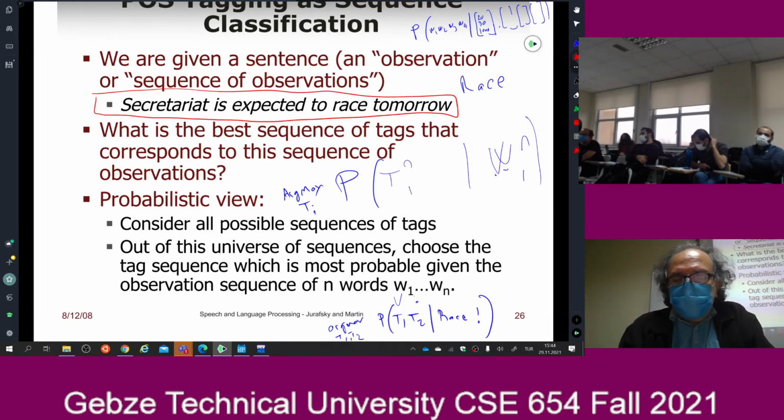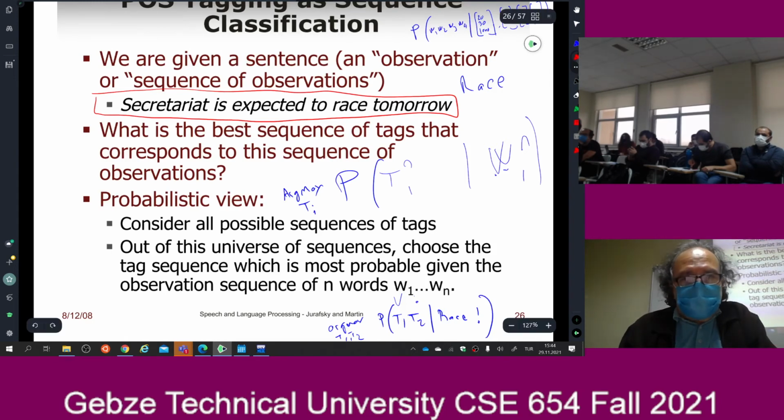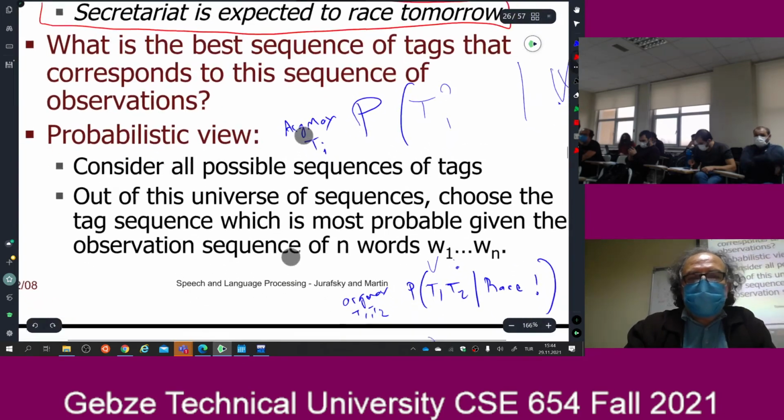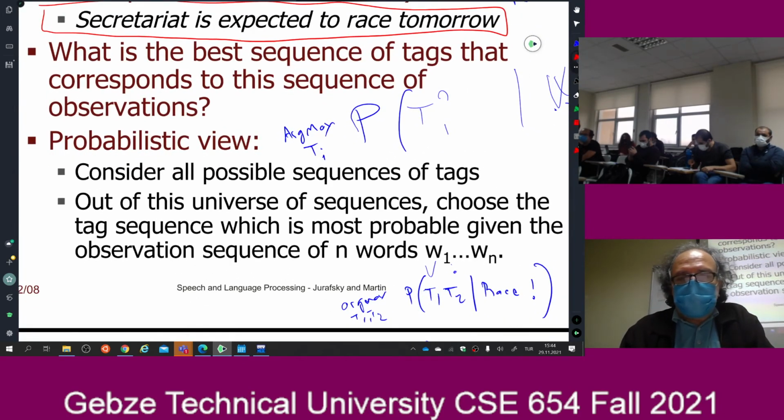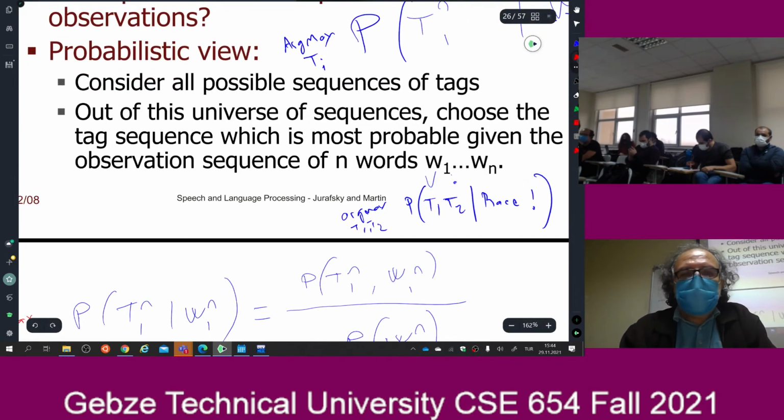So what are the confusing or ambiguous words here? Race could be a noun and a verb, etc. So we are going to find that. What is the best sequence of tags that correspond to this sequence of observations? So the probabilistic view is going to be this.